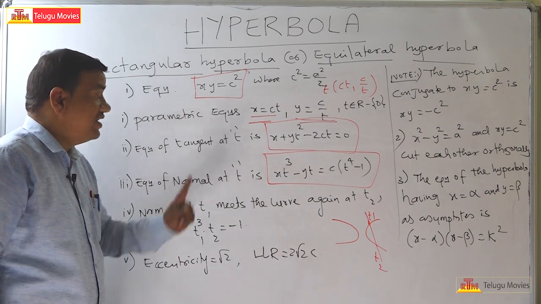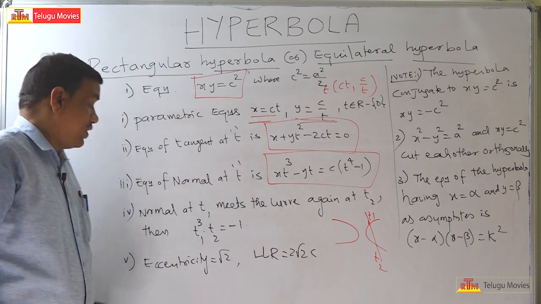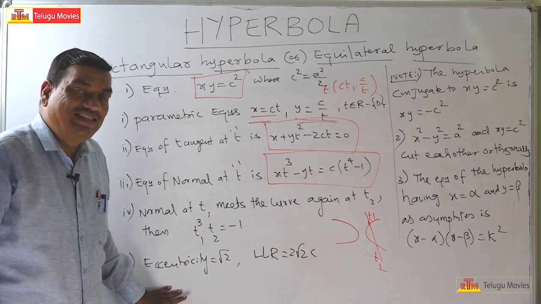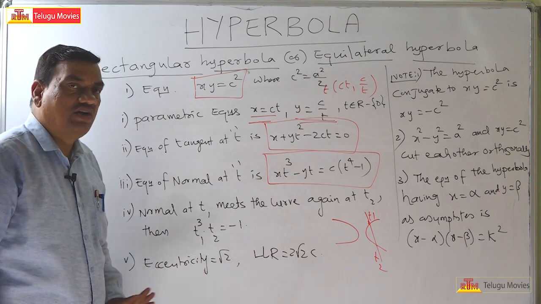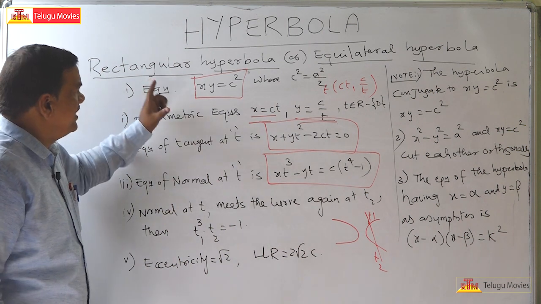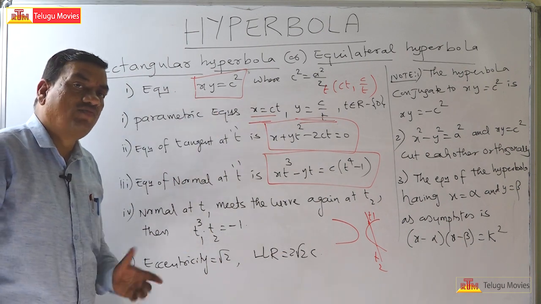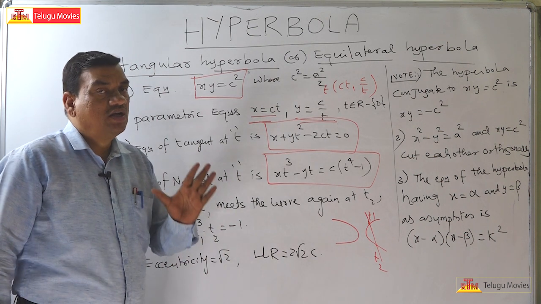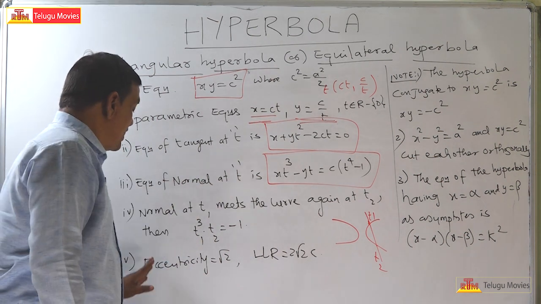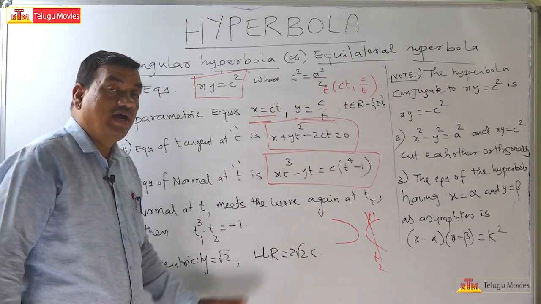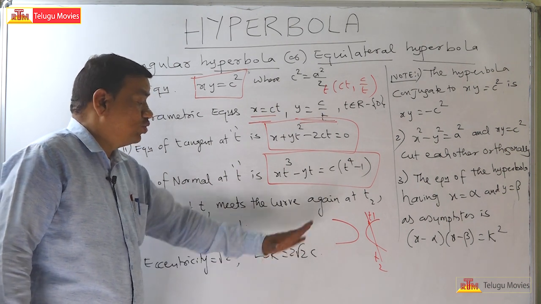That is the relation between t1 and t2. Okay now, next one: eccentricity will be the same. Why? Because here, since we are saying a rectangular hyperbola, xy is equal to c square is another form, but the basic definition is a is equal to b. So the eccentricity is equal to root 2 and the length of the latus rectum is 2 root 2 c.